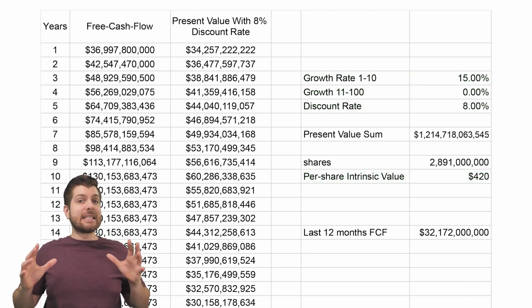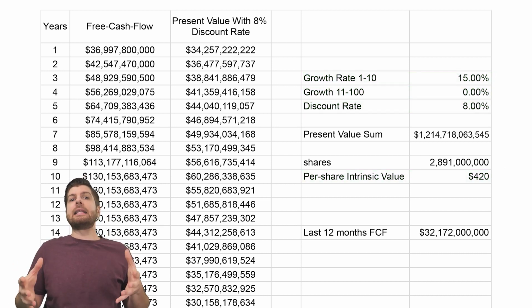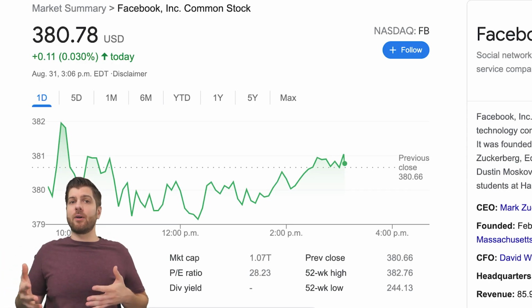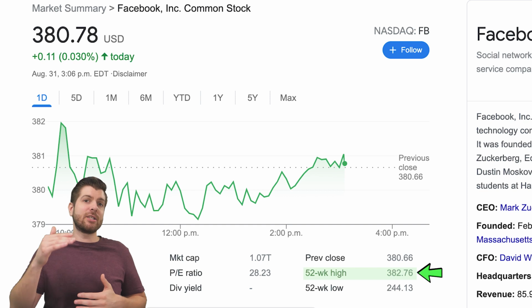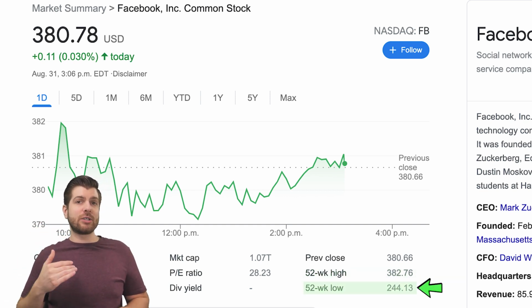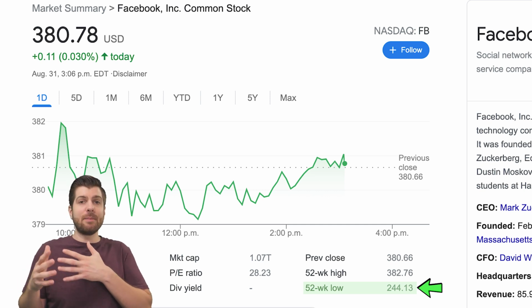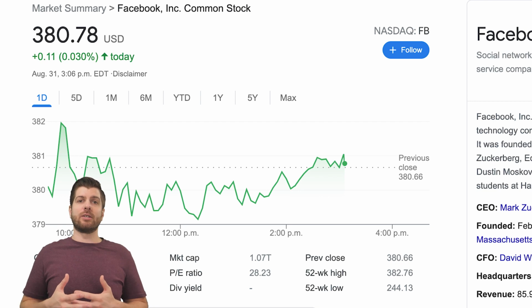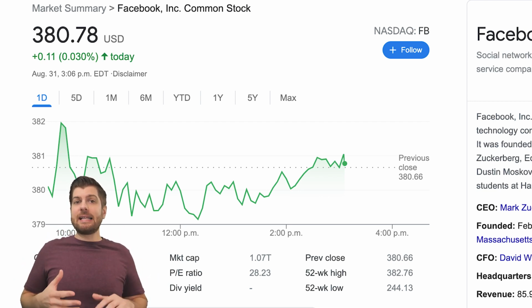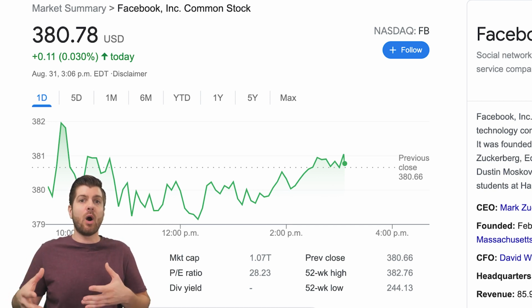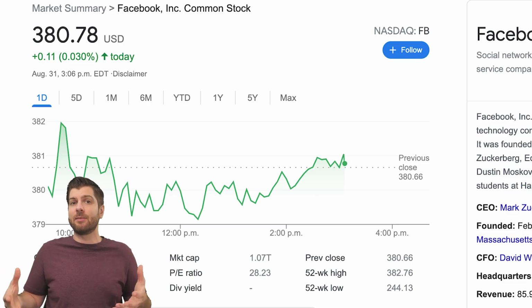Now, Facebook isn't an example of a very clear and obvious great stock pick right now. Over the past year, however, Facebook has traded as high as $382.76 and as low as $244.13 per share. And I actually bought some earlier this year when it was trading around $259. Not a lot, but I did have some extra money to invest, and I decided that it was a good buy at that price relative to all the other investment opportunities available at that time.